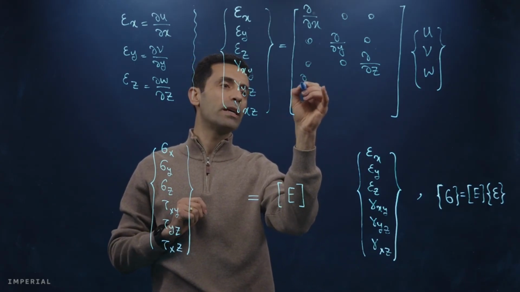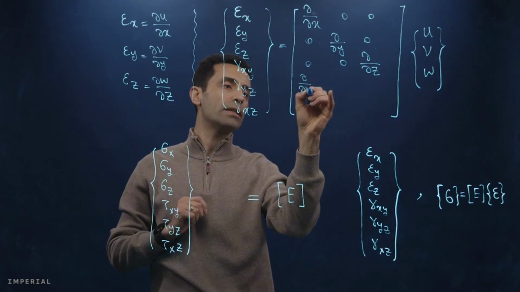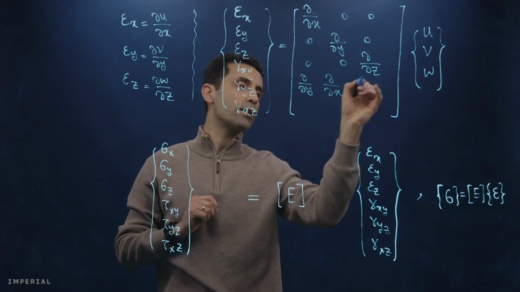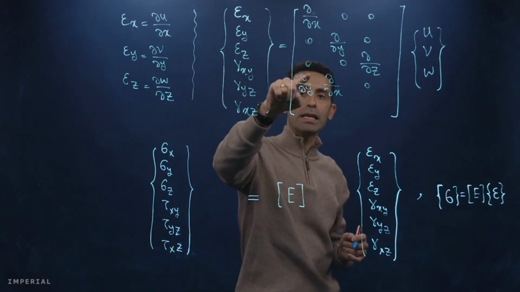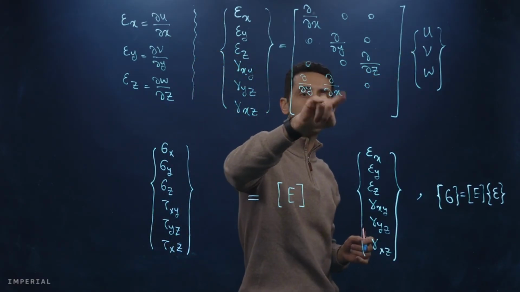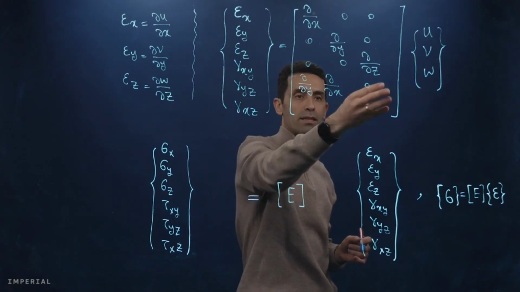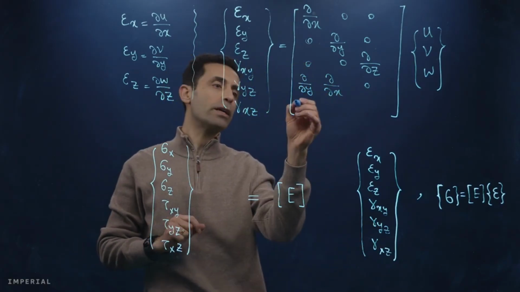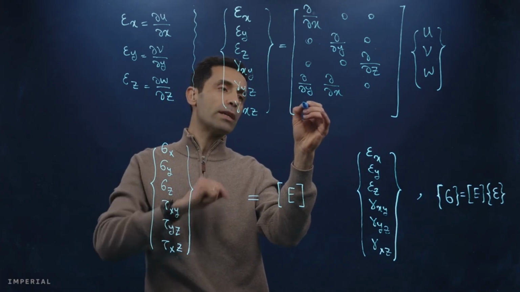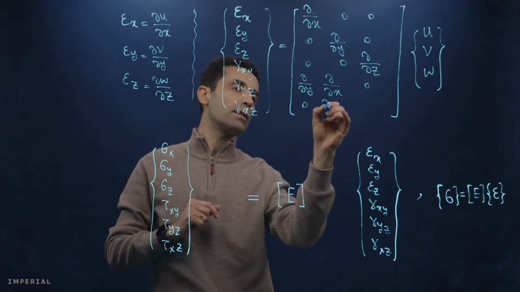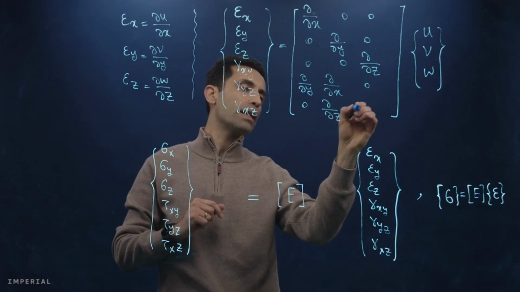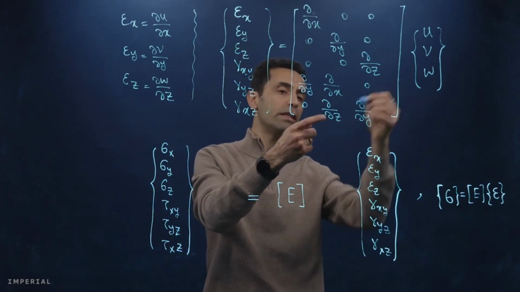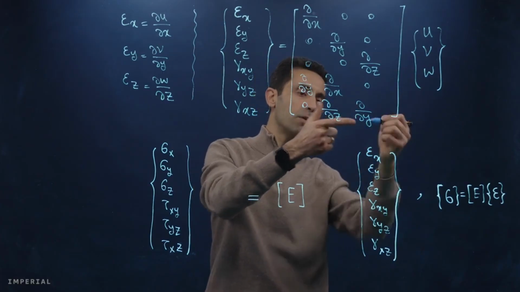So this will be d/dy, d/dx, and 0. So this will be du/dy plus dv/dx, and this one is 0. So that gives you gamma xy. Next one, yz: this is 0, and this is d/dz, and this is d/dy. So that would be dv/dz plus dw/dy.